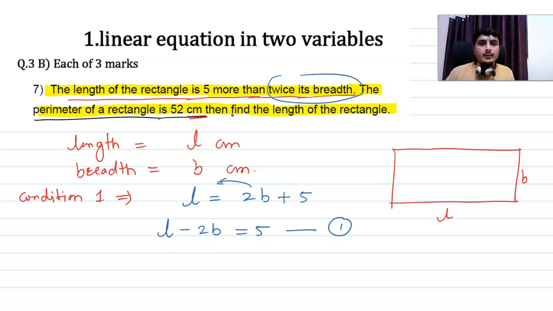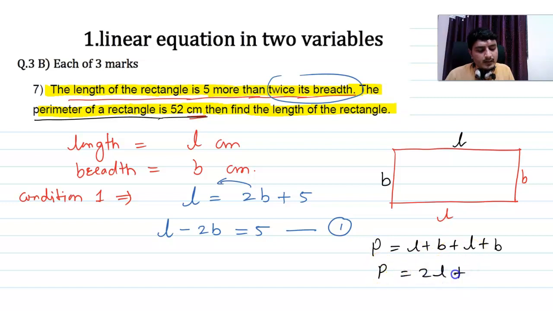What is meant by the perimeter? The sum of all sides of a polygon. Here the polygon is a rectangle, so the sum of all sides is L plus B plus L plus B, because pairs of opposite sides of a rectangle are equal and parallel. Let P be the perimeter. So L plus L is 2L, B plus B is 2B. Taking 2 common, we get 2 times (L plus B), the formula for the perimeter of a rectangle.